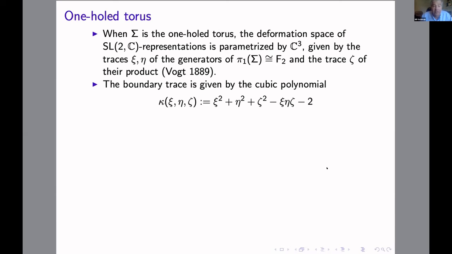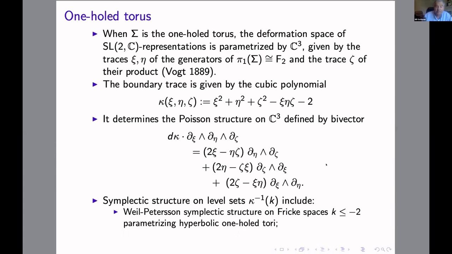But we're interested in the case of the punctured torus, and in that case, the boundary is given by a commutator, and the trace of the commutator is given by this rather fascinating cubic polynomial, which I want to discuss. The Poisson structure has a very nice formula. You take the Euclidean volume form, or its dual, and you take the inner product with the differential of the boundary trace, and you get this object which represents the dual to the area form on the level sets.